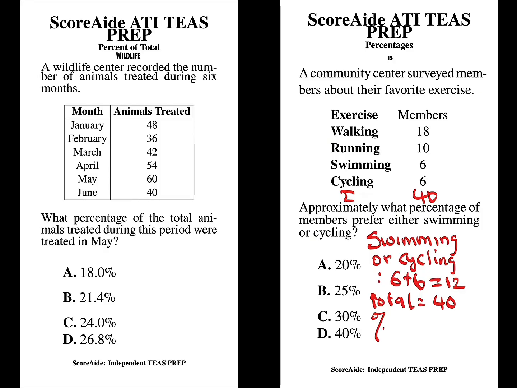So that percentage is generally gonna be equal to what? 12 all over 40 times 100%, right? Let's see what that gives us. 12 all over 40 times 100. So that's going to give us 30%. And the answer is going to be C, right? Perfect.